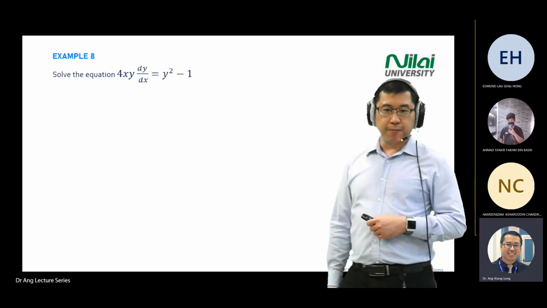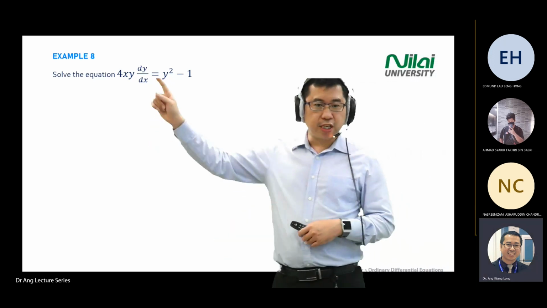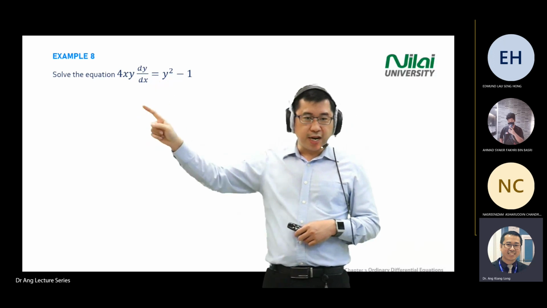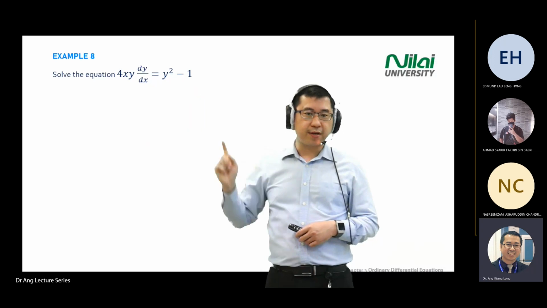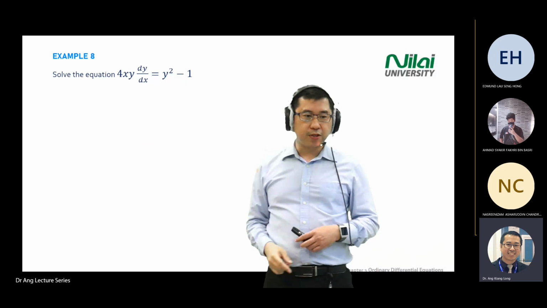I'll give you one example. Okay, so example number 8. Solve 4xy dy dx equal to y square minus 1. Edmund, what is the first step when you see this kind of equation?